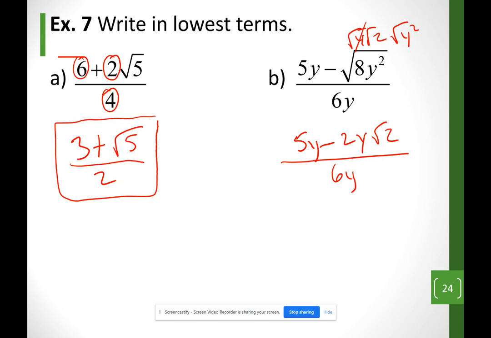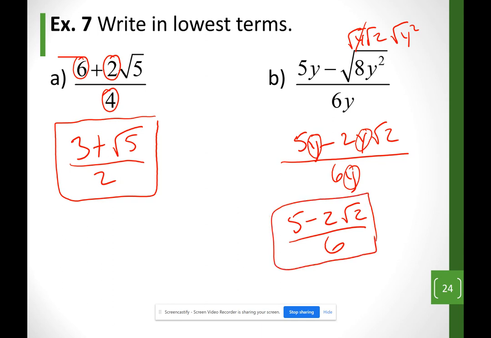Okay. Now I'm going to see that everything has a y, so let me factor out the y. Let me divide everything by y. So I'm just going to take it out. So I have 5 minus 2 radical 2 over 6. My whole numbers cannot be divided anymore, so I'm just going to leave it at that. All right, I took out the y. Everything had a y, so I just divide everything by y.